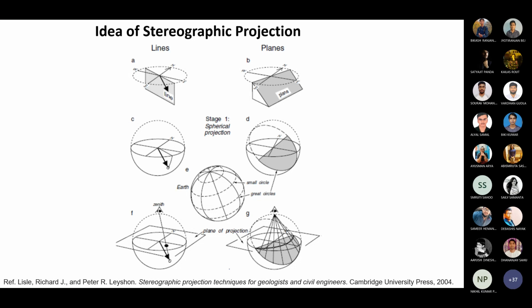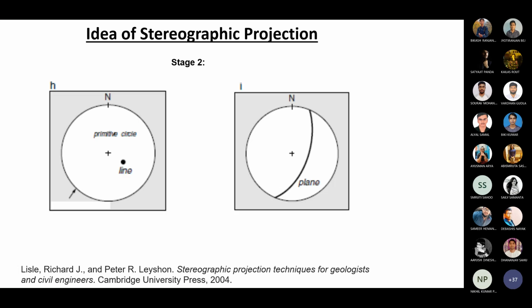Now we are going to talk about the next stage, that is stage 2. In stage 2, points and great circles from the lower hemisphere are projected onto a flat piece of paper. We first take a plane on which the projected things will be shown, the plane of projection. We take a horizontal plane as our plane of projection, and then we place it so that it passes through the center of the sphere.